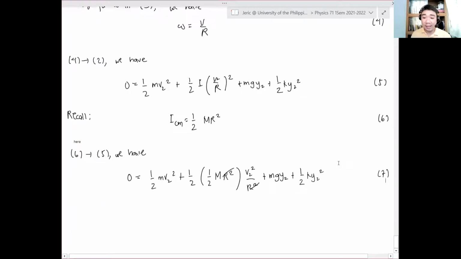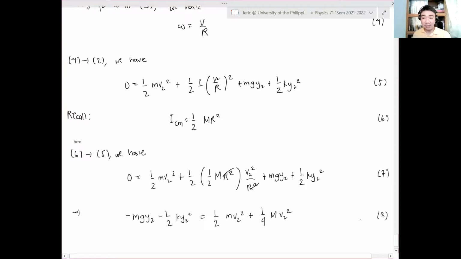And I can transfer the last two terms in equation 7 to the left-hand side of the equation and say that this implies I have minus m g y2 minus 1/2 k y2 squared equals 1/4 m v2 squared plus 1/4 capital M v2 squared. So this is equation 8. Again, our objective is to determine the final velocity of the box.